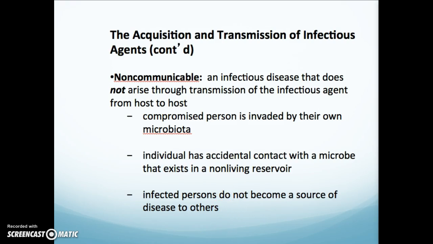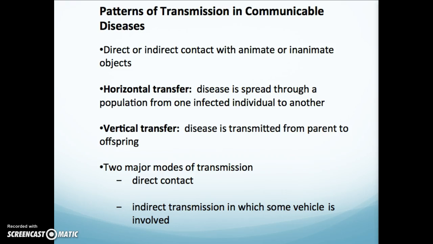And in this case, infected persons do not become a source of disease to others. Okay? That's why it's considered non-communicable. Now, when we look at communicable disease, this can be through direct or indirect contact, either with another human or maybe with something that they've touched, so an inanimate object.